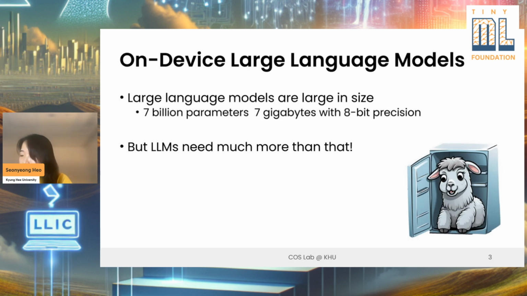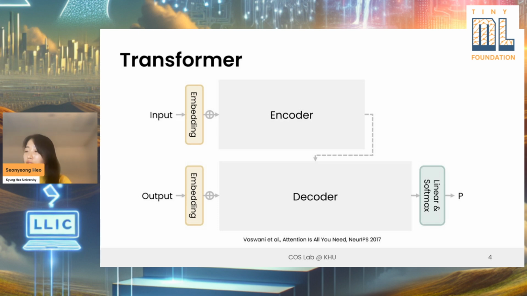However, LLMs actually need much more memory than that. In the next slide, I will explain exactly what they need more memory for. At first, I would like to start with the original transformer. This is the overall structure of the transformer first proposed in the NeurIPS 2017 paper. It basically consists of a pair of an encoder and a decoder, where the encoder extracts the features from the input and the decoder uses the features from both input and output to make a prediction.